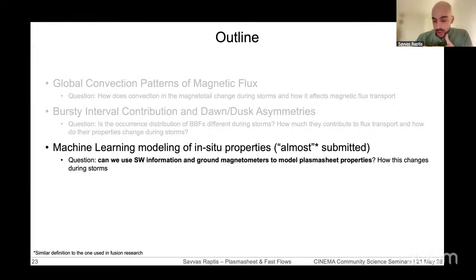Our main question here was whether we can use solar wind information plus any ground magnetometers, like we have from the indices, in order to model the plasma sheet properties. Now, of course, there are many models out there that can do that. We'll discuss a few of them. And our main goal here was to see how well we can do during storm time and how well we can do with quiet time, and compare and find the differences between the two.